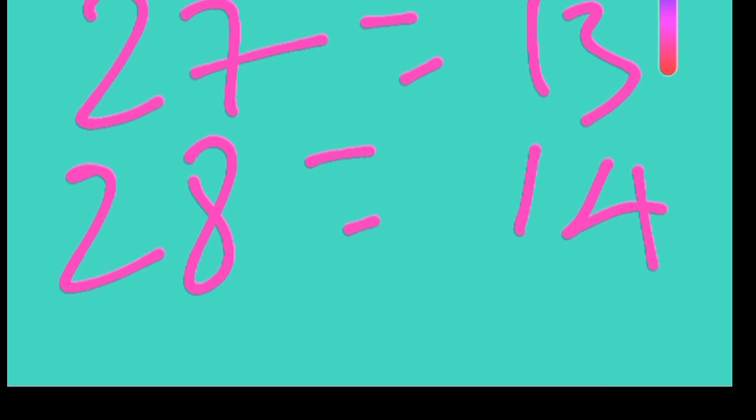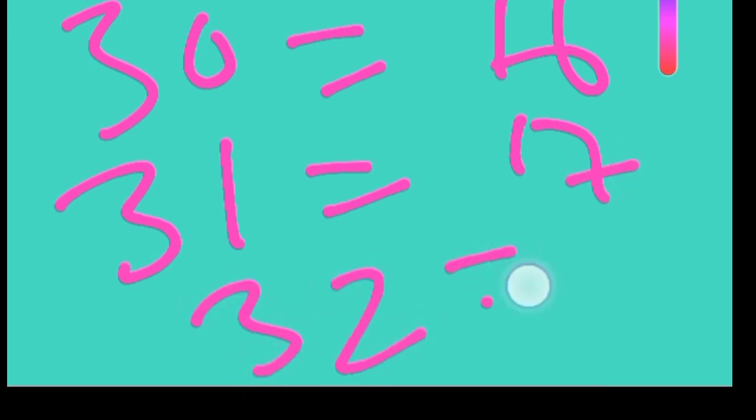Remember, we are subtracting 14, that's why we're having these answers. 29, ovulation is day 15. 30, ovulation is day 16. 31, ovulation is day 17. 32, ovulation is day 18. 33, ovulation is day 19. 34, ovulation is day 20. And 35, ovulation is day 21. So that is how you get all the various ovulation days.